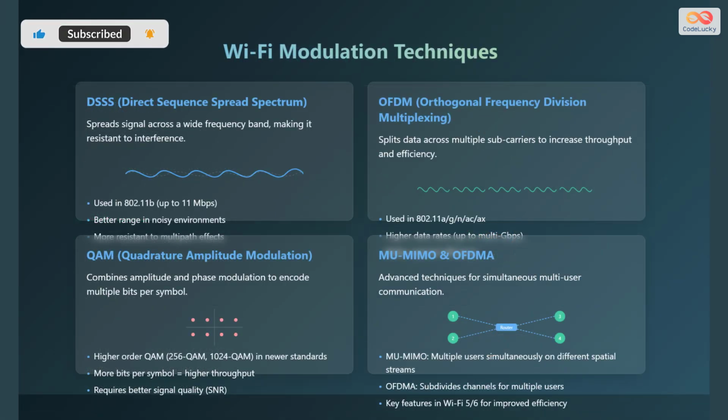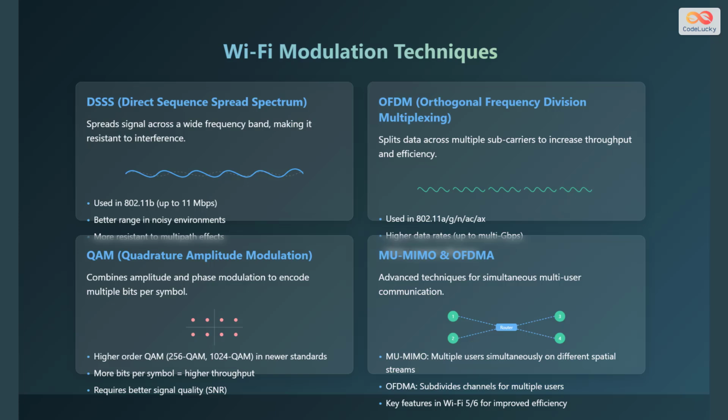Next, let's discuss the modulation techniques used in Wi-Fi. The first technique is direct sequence spread spectrum. This spreads the signal across a wide frequency band, making it resistant to interference. It is used in 802.11b, supporting speeds up to 11 megabits per second, offering better range in noisy environments, and is more resistant to multipath effects.